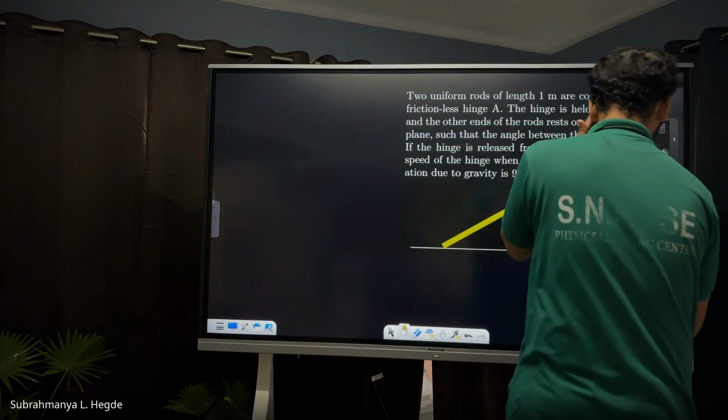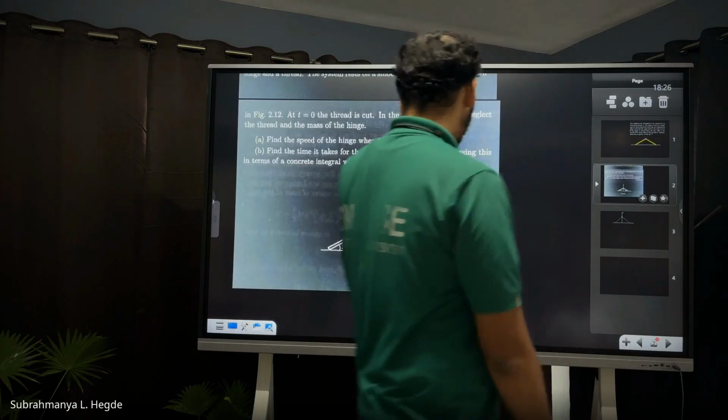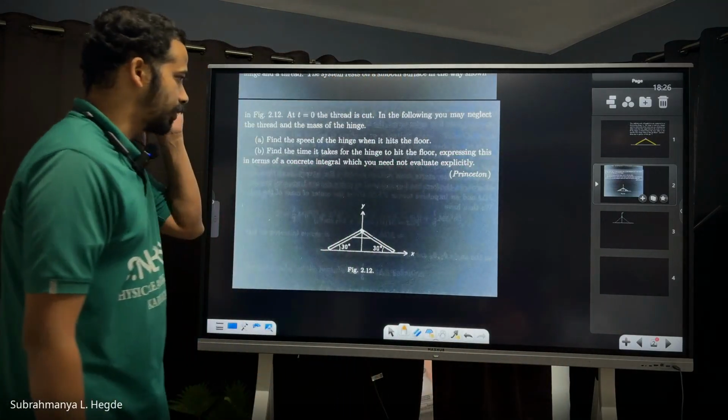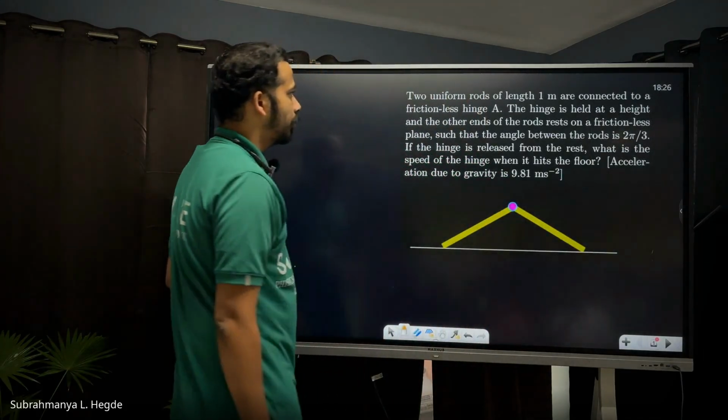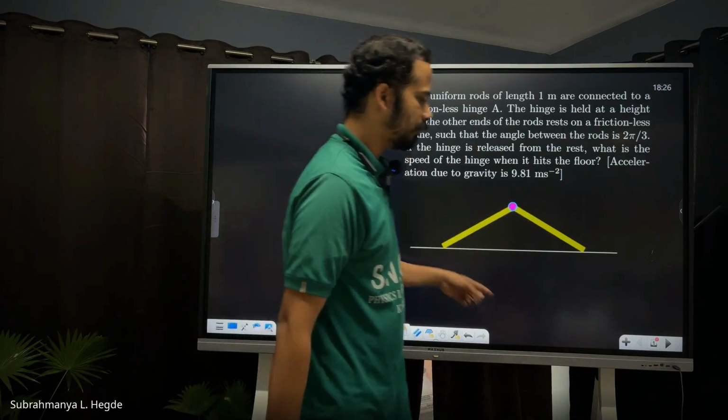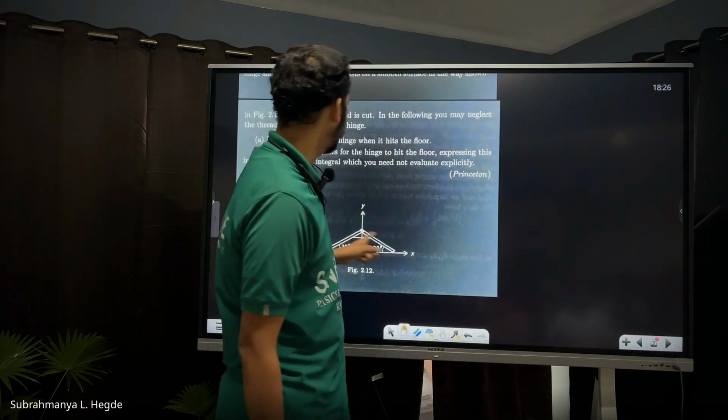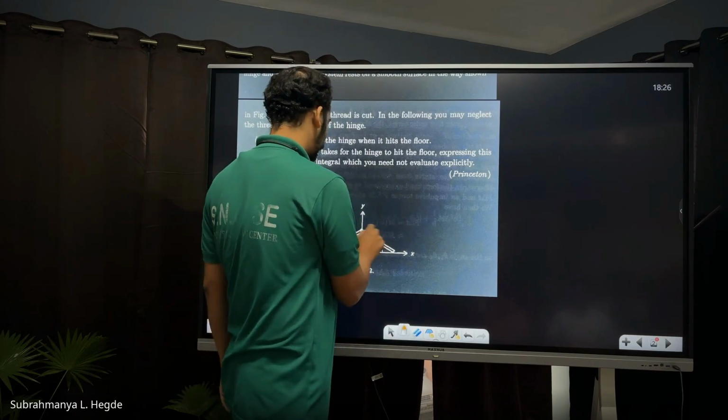I think it takes a lot of time. This is a YKLM problem, the Princeton question. The question is like this. You can see here: two uniform rods of length 1 meter. He gave length 1 meter. He took lengths L and L.